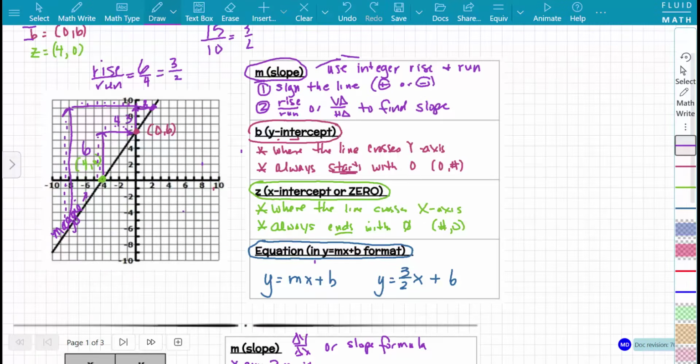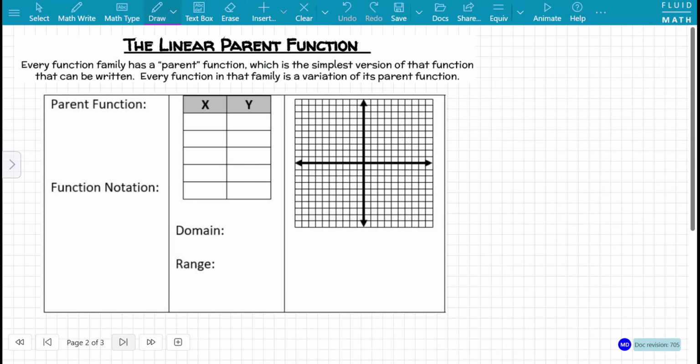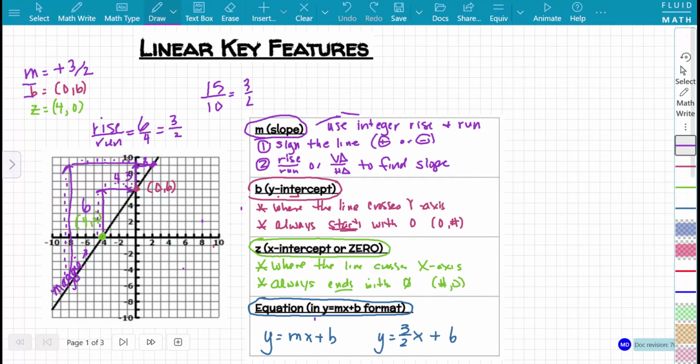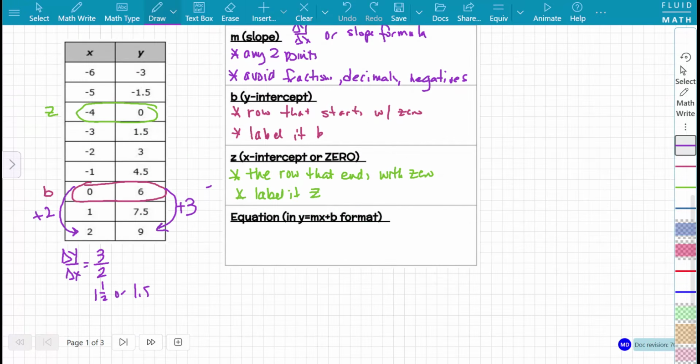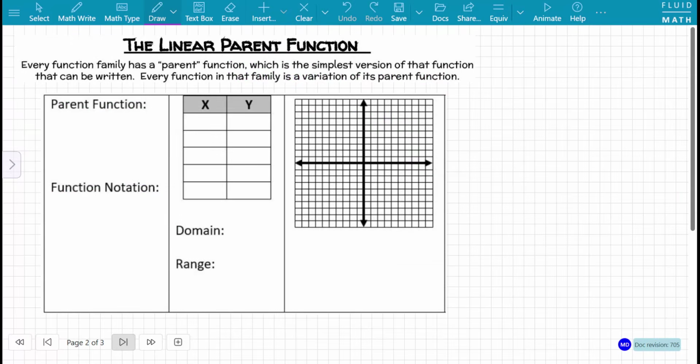Okay? So that's the first thing we need to understand. We need to understand these key features. So these are the key features from a graph, and here they are from a table. Now, the other thing we need to understand is what the linear parent function is, okay? Our linear parent function is the simplest linear function that we can write. Every function has a parent function.